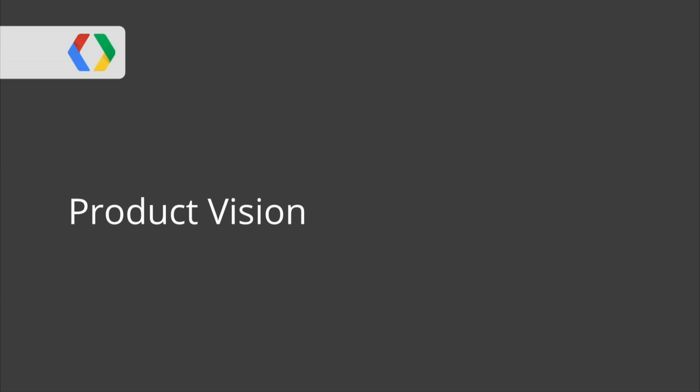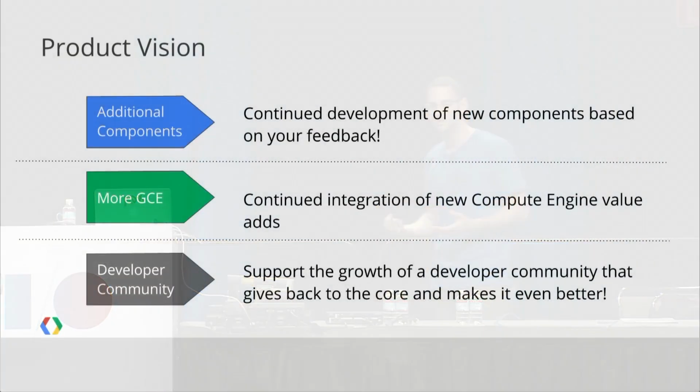So I'd like to wrap up with a little bit of product vision. Where are we going? Where do we see ourselves in a year from now? And our product vision really circles around three main categories. The first category is additional components. We have a dedicated team. They're actually sitting up front here, and I'll introduce them in a second.